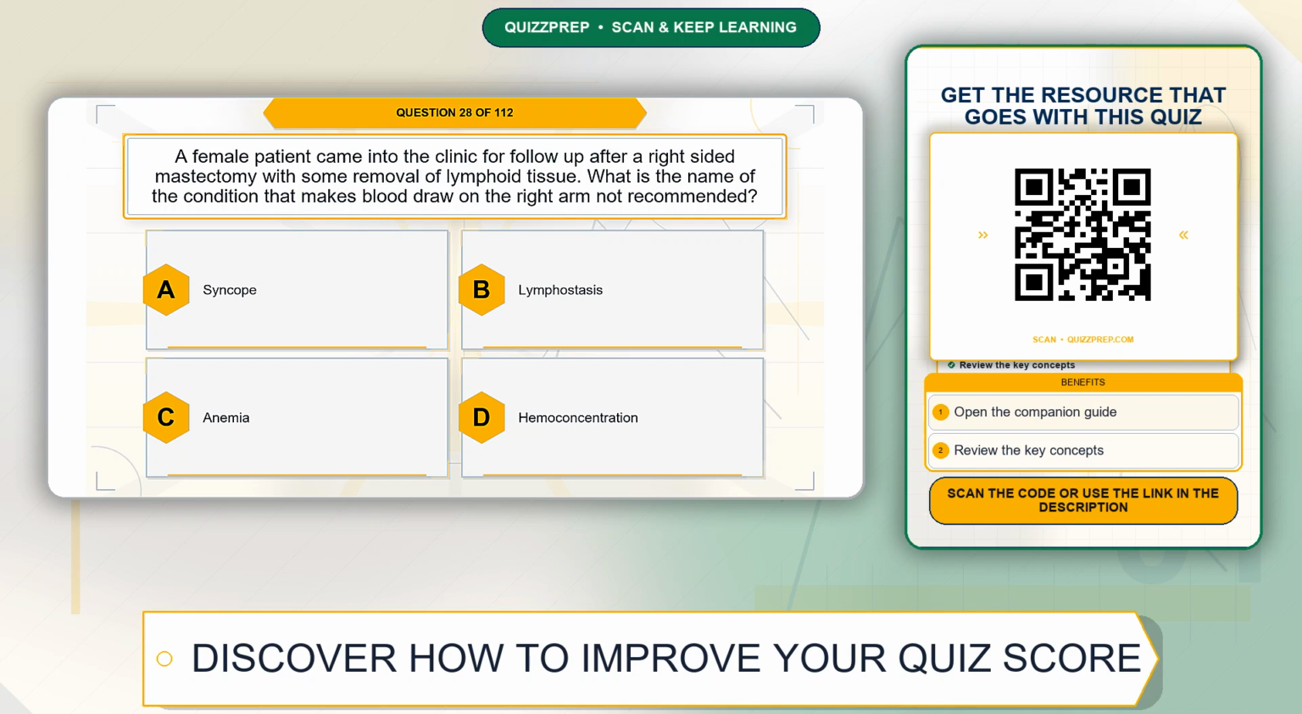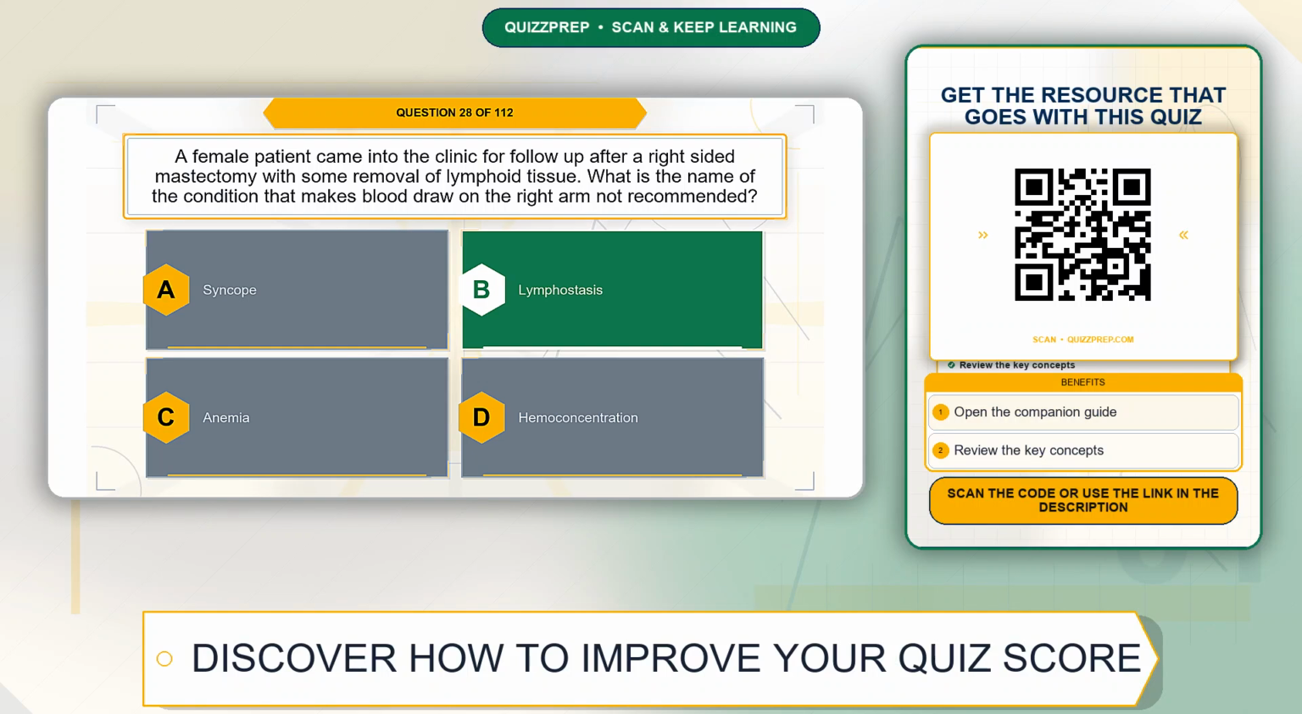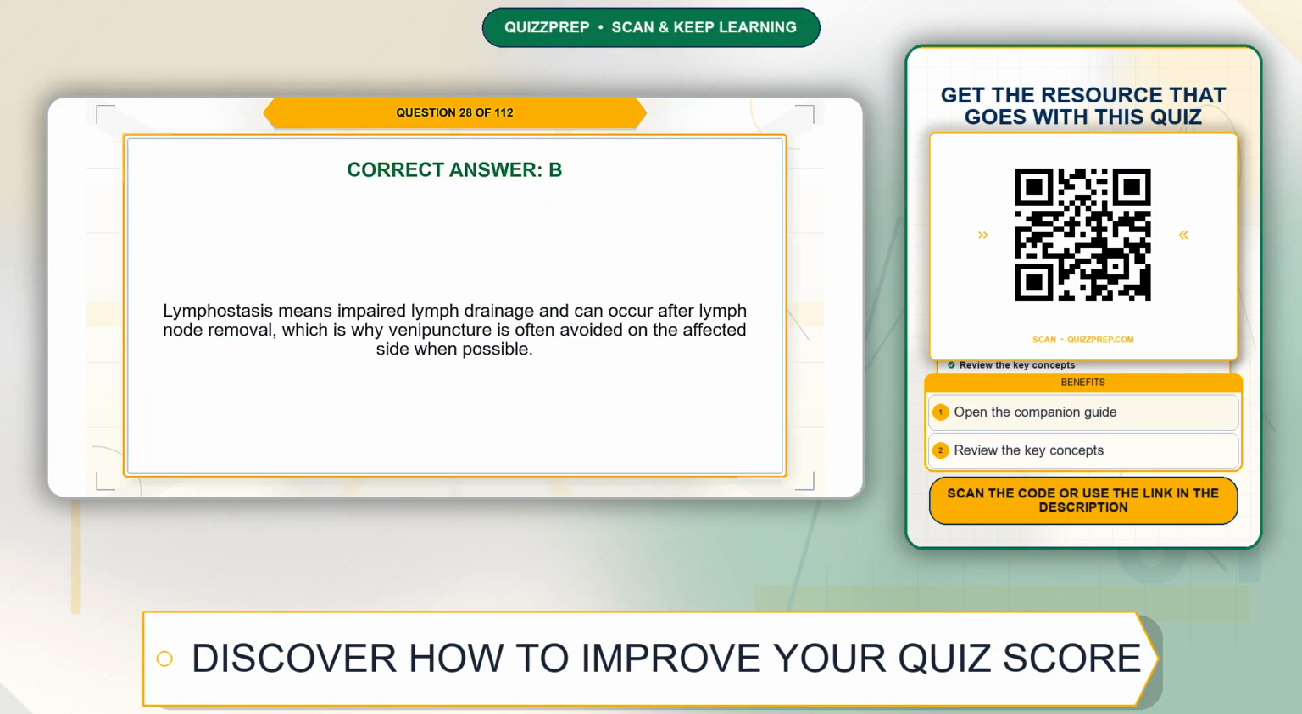Question 28. A female patient came into the clinic for follow-up after a right-sided mastectomy with some removal of lymphoid tissue. What is the name of the condition that makes blood draw on the right arm not recommended? Option A, syncope. Option B, lymphostasis. Option C, anemia. Option D, hemoconcentration. The correct answer is option B, lymphostasis. Explanation. Lymphostasis means impaired lymph drainage and can occur after lymph node removal, which is why venipuncture is often avoided on the affected side when possible.